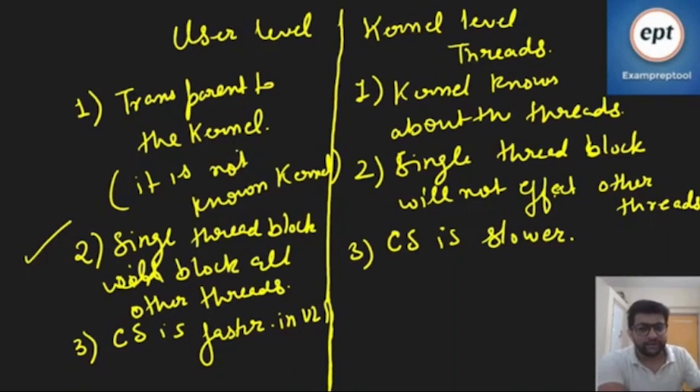Because if the user level threads are not known to the kernel, then blocking a single thread will block all other threads. And context switching is faster in user level threads because the kernel is not taking part in it, right? That is why it is faster in user level threads. We only need to change the register values. And here the kernel knows about the thread, so a single thread can be blocked. And context switch is slower because here the kernel is intervening in the context switching process, right?